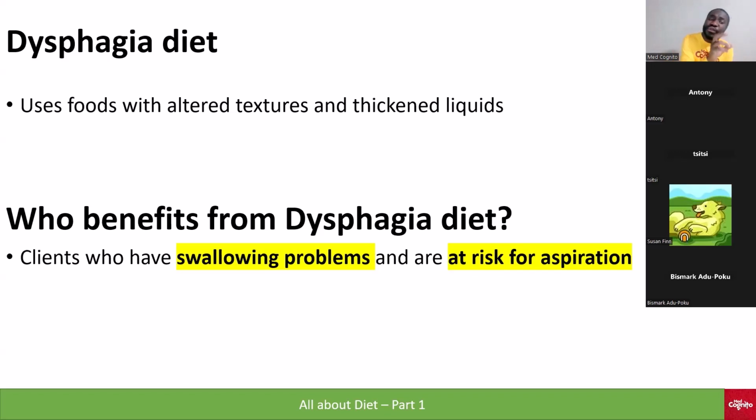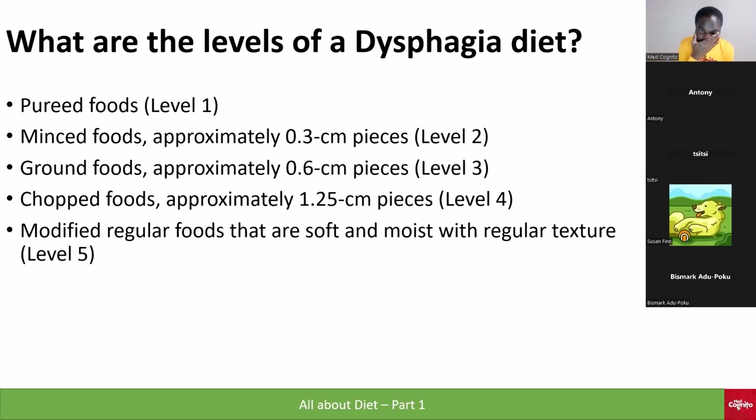We use foods with altered texture and thickened liquids. Dysphagia diet: thickened liquids, altered texture, swallowing problems, risk of aspiration. Remember, for risk of aspiration, we also can do nil, nothing by mouth, clear liquid diet, even full liquid diet as well. Now, there are levels.